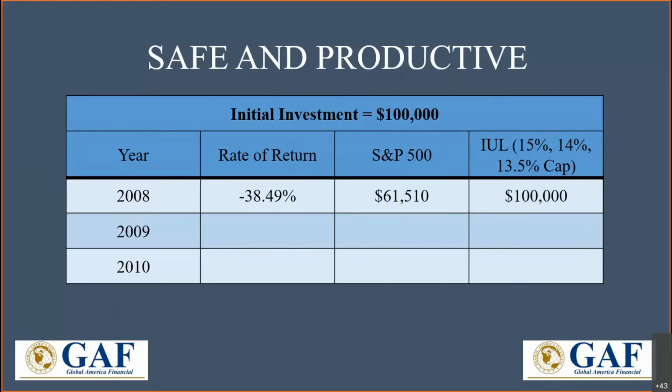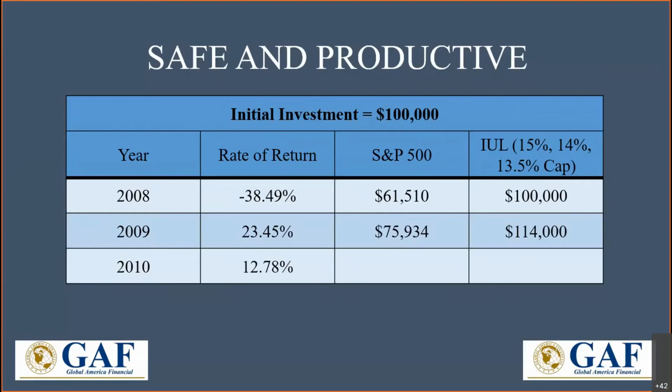But what happens when the market bounces back up again? The market went up 23% the next year. Usually there's a big down year, and then a good up year after that. So now you're building 23% from your $61,000 if you're in the stock market. Now you have $75,000. You're not even back to your initial $100,000 investment from 2 years before. With the IUL, at that point in time, the cap was 14%. So you get 14% of that 23, and you're at $114,000 versus $75,000 in the stock market.